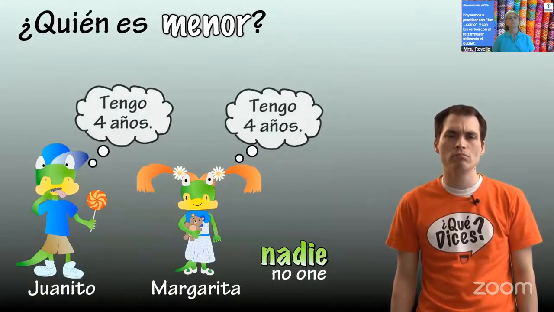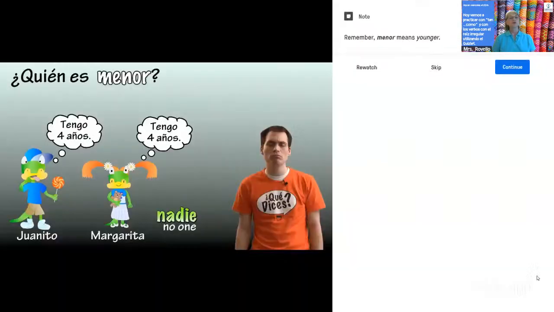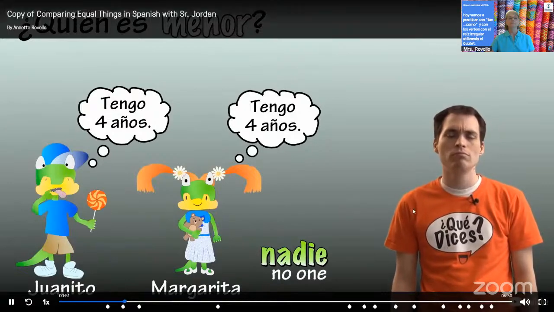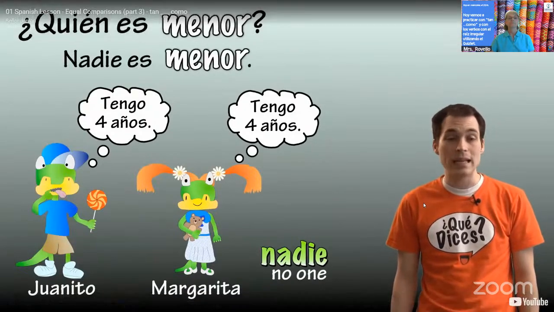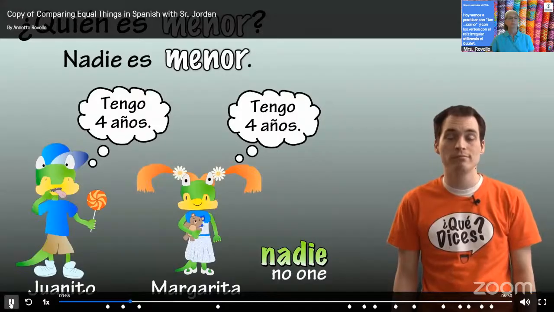¿Quién es menor? All right, so who is younger? ¿Quién es menor? Who is younger? Nadie es menor. All right, so nadie es menor. Nadie is no one. Or in this case, in English, we would say neither. Why do we say that? Because they are both 4 years old, right?